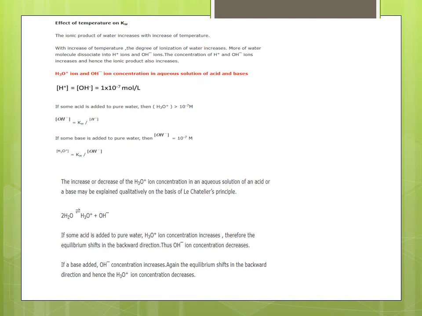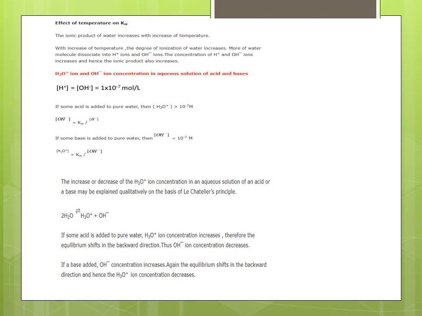And molar concentration of OH⁻ will become equal to Kw divided by molar concentration of H⁺. If some base is added to pure water, then molar concentration of OH⁻ is equal to 10⁻⁷ molar. So molar concentration of H₃O⁺ is equal to Kw divided by molar concentration of OH⁻. The increase or decrease of H₃O⁺ ion concentration in an aqueous solution of an acid or a base may be explained qualitatively on the basis of Le Chatelier's principle.